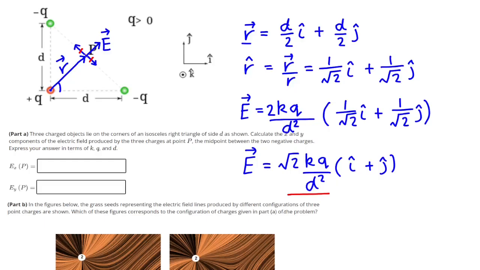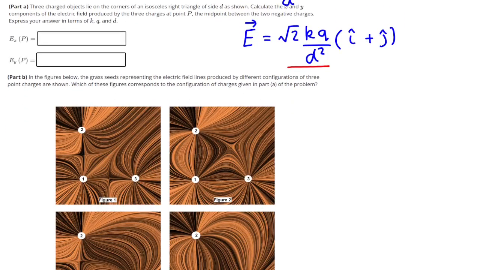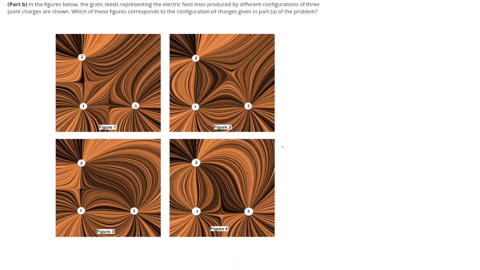And now note the charge configuration here before we go into part B. So in these figures, we have the grass seeds representing the electric field lines produced by the different configurations of the 3-point charges from part A, and which of those figures corresponds to the configuration of charges in part A of the problem? Well, remember that we had a positive charge in the lower corner and negative charges at the other corners of the isosceles triangle.